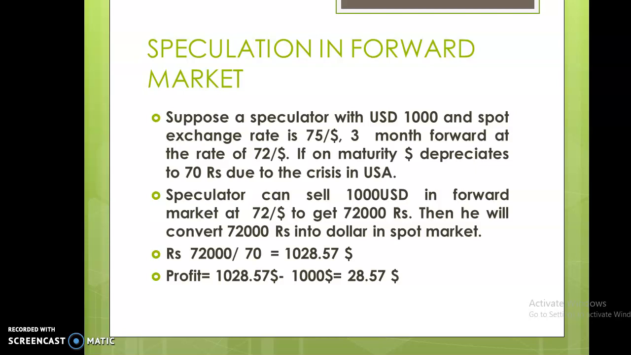So in effect, what's happening here is that the speculator first sells the dollar in the forward market and gets some amount of Indian currency. He goes with this Indian currency to the spot market and converts it into dollars in the spot market. And finally he makes a profit of $28.57. That's what is known as speculation in the forward market.